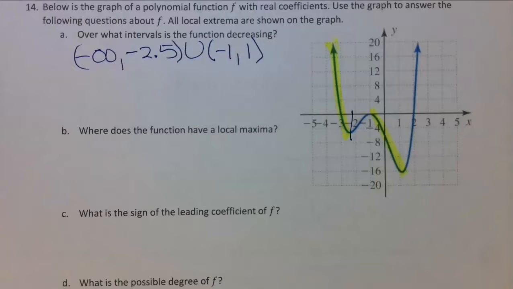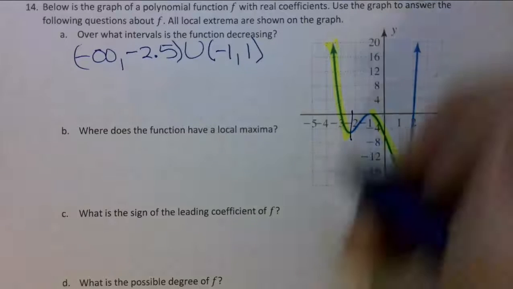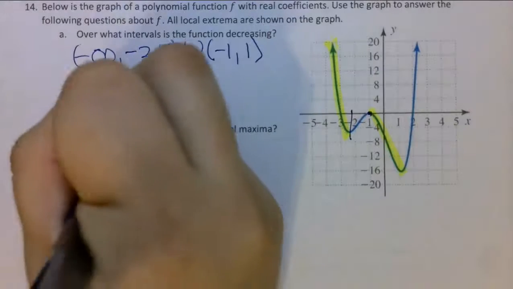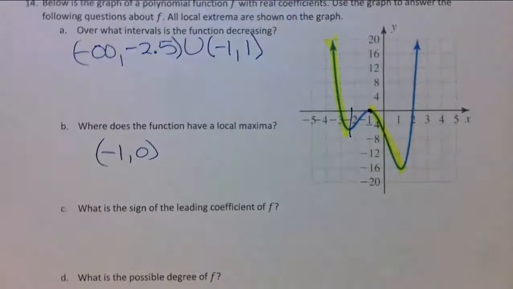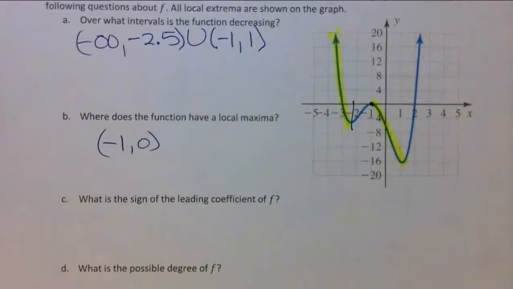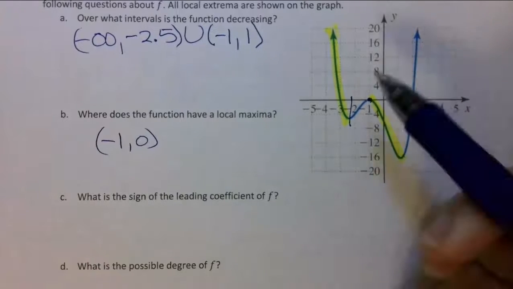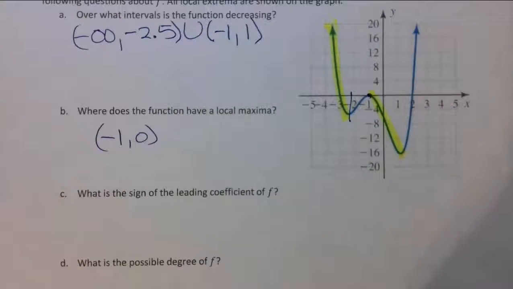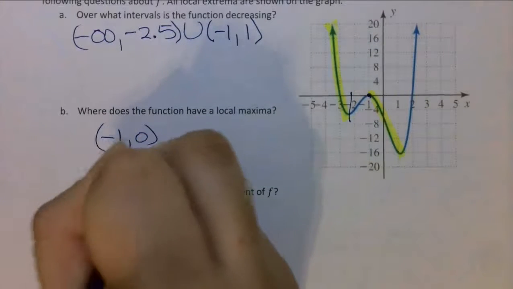Okay, it's asking where it has a local maximum, so that's where it has a high point. That is right here, which is -1, 0. What is the sign of the leading coefficient? Since it's even and going up, that means it has to be positive.